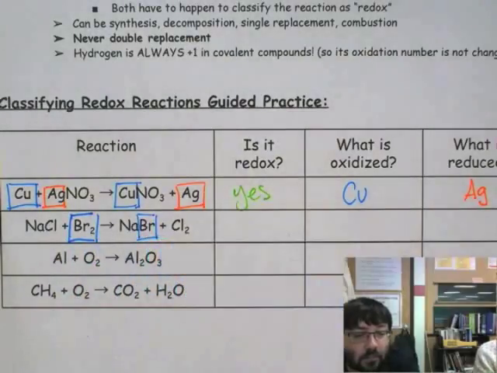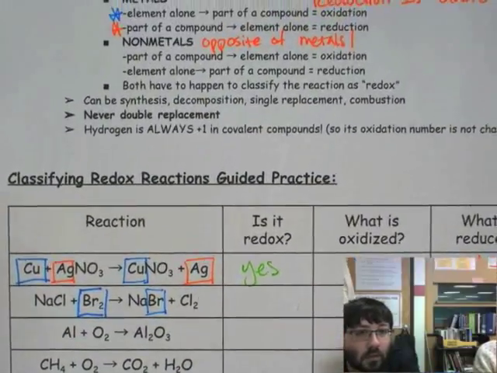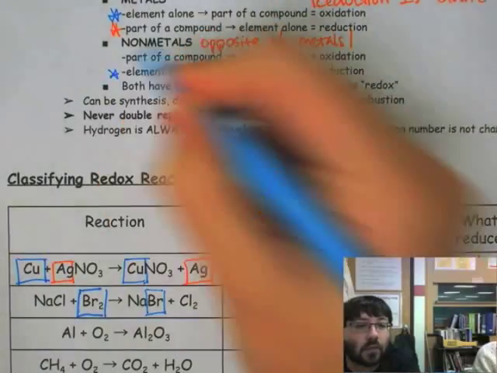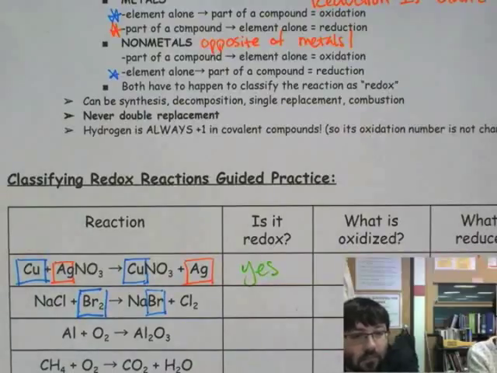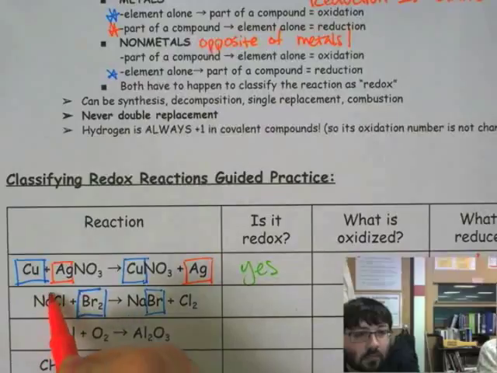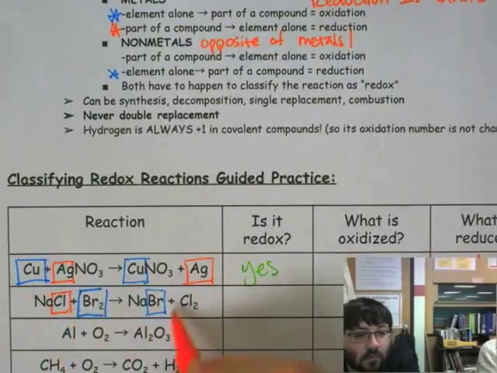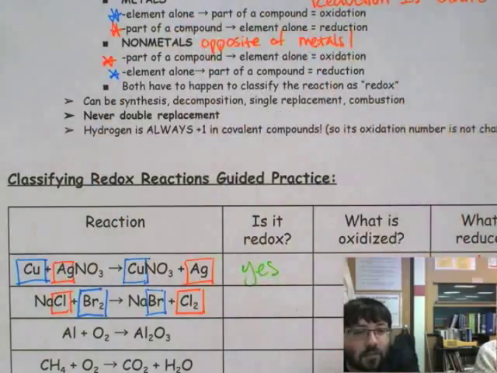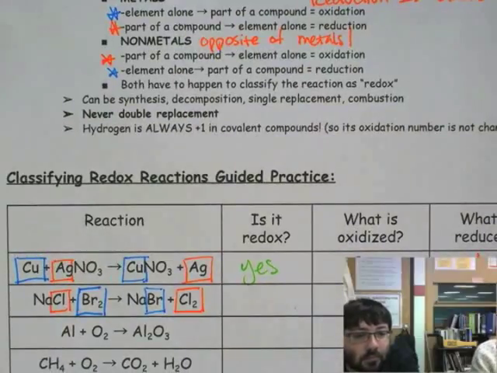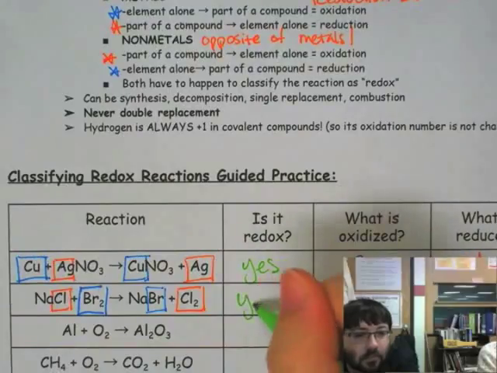So whenever nonmetals are alone and then part of a compound, they're reduced. And whenever we have a nonmetal that was part of a compound and now it's alone, which is the case of the chlorine right here, the chlorine is part of a compound, and now it's by itself. That one is being oxidized. So we have both happening right here. So this is definitely a redox reaction. Yes, it is.